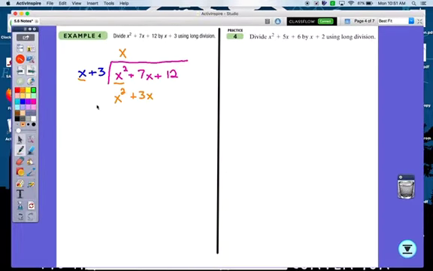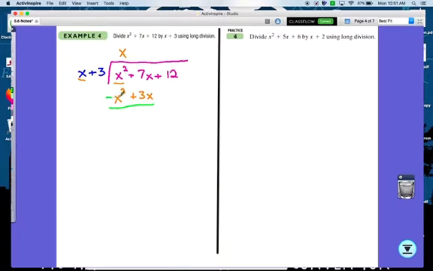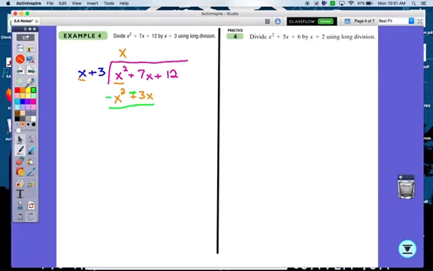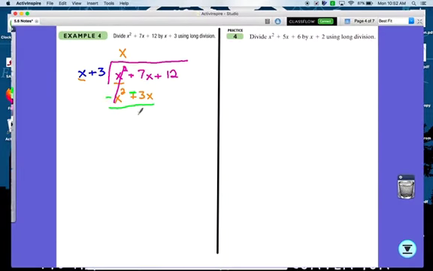All right, then you're going to subtract. And since there are 2 terms, we're actually going to change the sign of both. Because it's like you're subtracting that whole x squared plus 3x as if it was in parentheses. I'll distribute the negative. All right, the first ones cancel out as they should. 7x minus 3x gives me 4x. And then I bring down the plus 12.